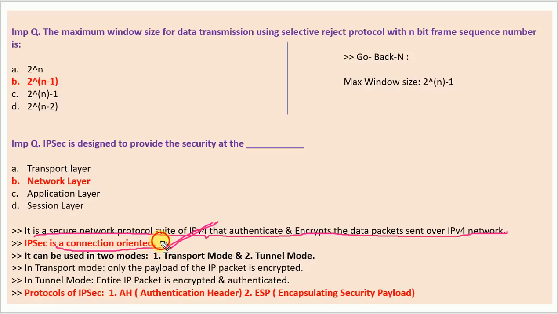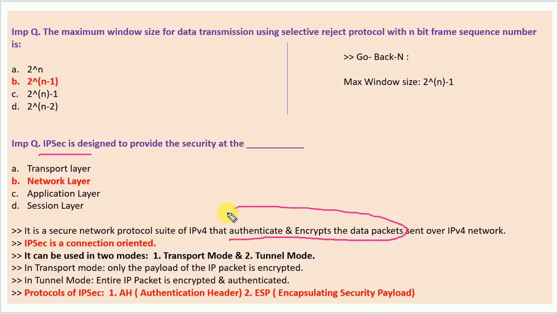Okay, so IPsec is a connection-oriented protocol. This is also very important, asked in one of the examinations. IPsec is basically a connection-oriented protocol. It can be used in two modes. There are two modes associated with IPsec: one is transport mode and the second is tunnel mode. So what happens in transport mode is that only the payload of the IP packet is encrypted. As we already know, IPsec is used for authentication and encryption of the data packet. So whatever data packet we are sending over the IPv4 network, it is used to authenticate and encrypt that. So in transport mode, in the data packet, the payload is there.